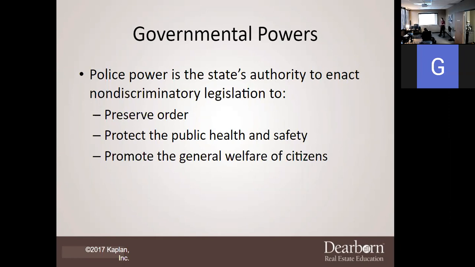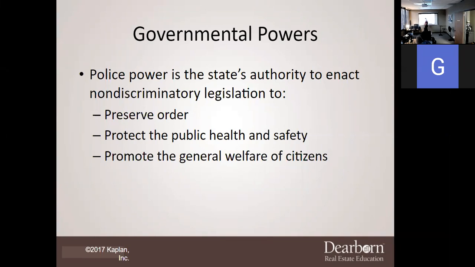So when you purchase your property, you do not get to do whatever you want on that property. Okay, it just doesn't work like that. So in that situation, there are certain requirements and certain rights that you have and certain rights that the government has, and so forth and so on, and we'll talk about that. But the first one we're talking about is police powers, okay? And so these are going to be the powers by the state authority to enact what's called non-discriminatory legislation.